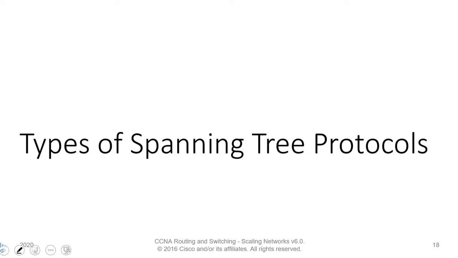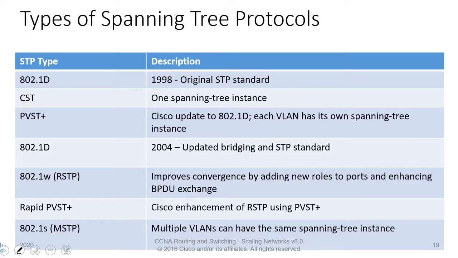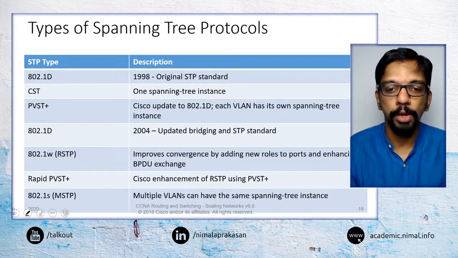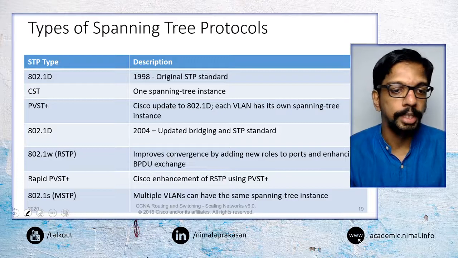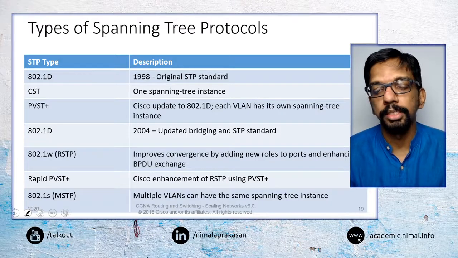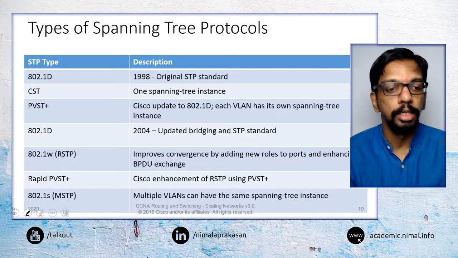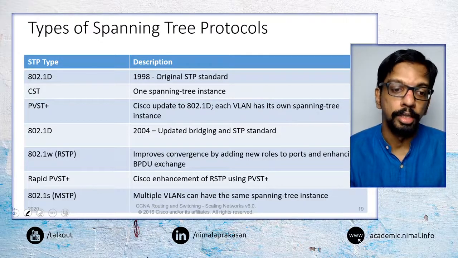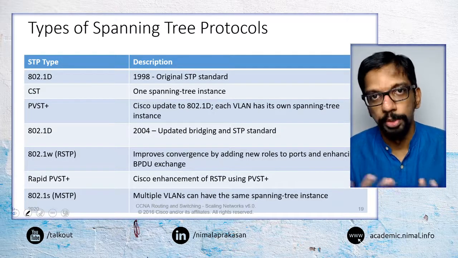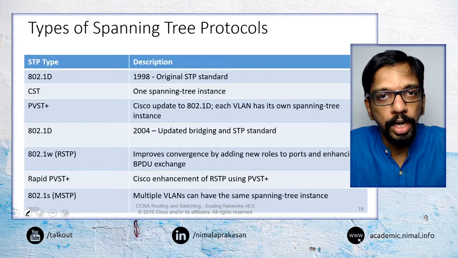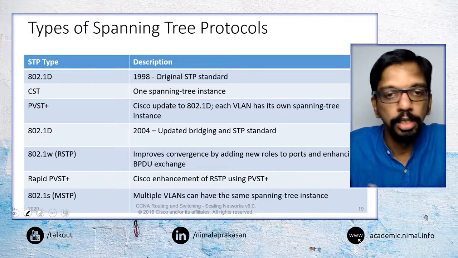Now let's look at some of the different types of spanning tree protocols. A number of spanning tree protocols have come about over the years. Some are open protocols and some are proprietary protocols. For example, PVST+ and Rapid PVST+ are Cisco proprietary protocols, whereas 802.1D and 802.1W are open standard protocols. But largely, the fundamental idea behind these protocols remains the same.